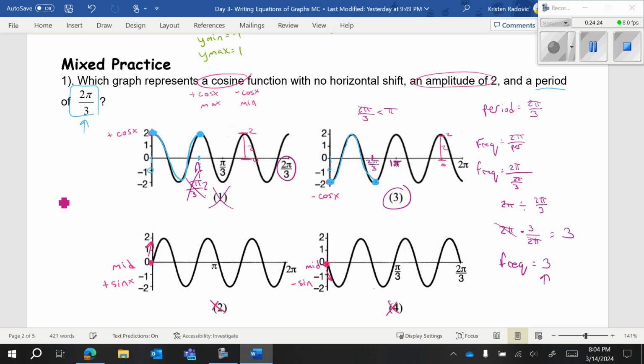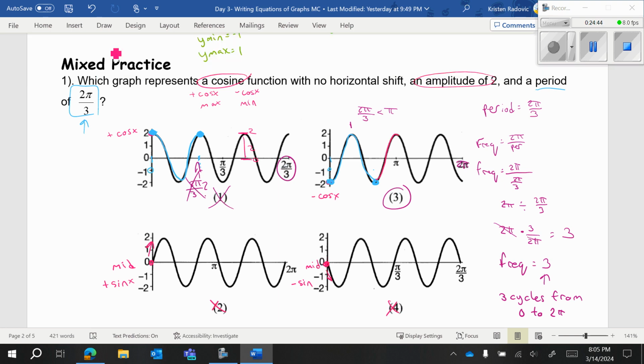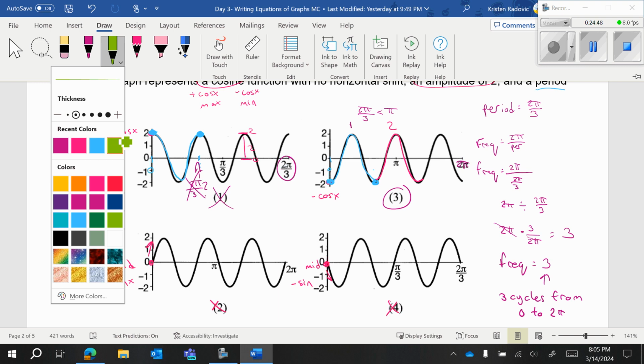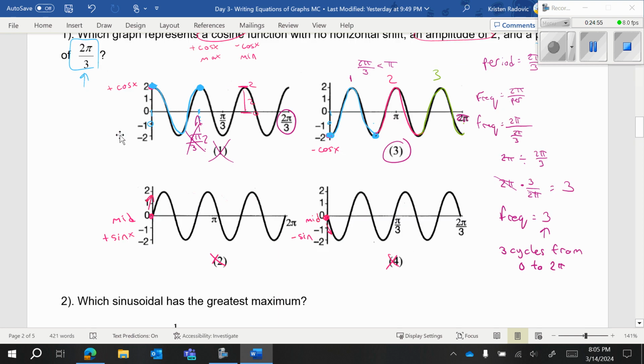What that means is that you'll see 3 cycles from 0 to 2 pi. And if you take a look at this graph, here's 2 pi. How many cycles do you see? This is 1 cycle. Here's another from min to min. This is 2 cycles. And now from min to min, this is 3 cycles from 0 to 2 pi. That's a frequency of 3.